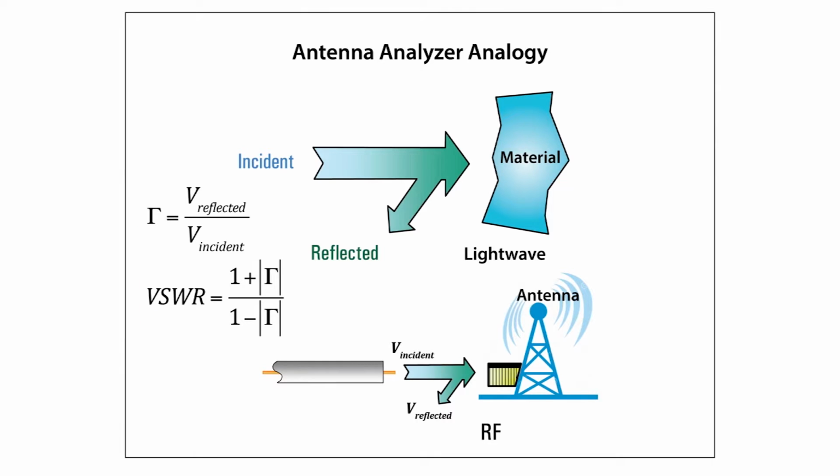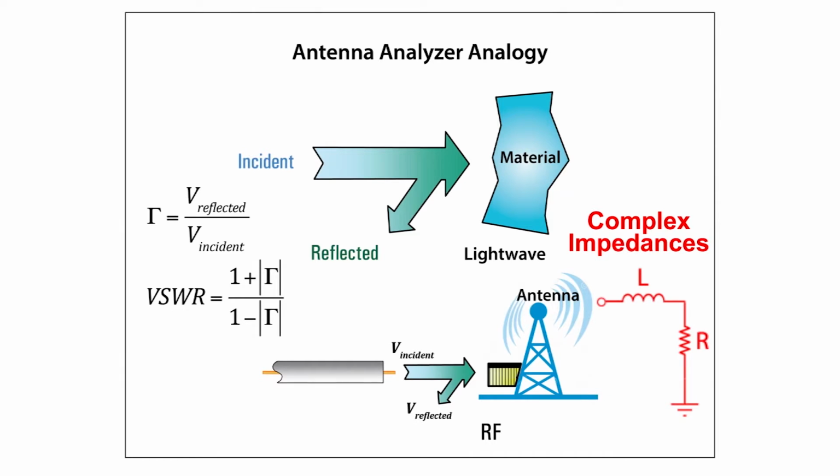There are two important things to note about the antenna analyzer. First, the incident and reflected voltages are usually not in phase, which means that the antenna is not a perfect resistance, but has a reactive component. Therefore, the antenna analyzer is capable of measuring more than magnitudes, but can measure complex impedances.